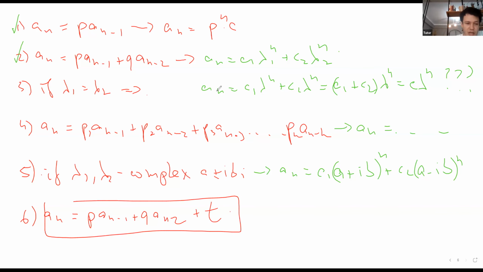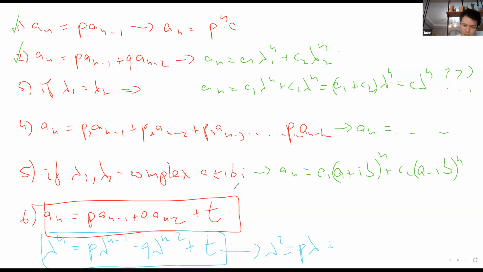So how about this sequence? How do I solve this sequence here? Because you see, guys, the guess wouldn't work anymore here, because if I were to plug in the guess, this would be lambda to the N is equal to P lambda to the N minus 1 plus Q lambda to the N minus 2, but then it's going to be plus T here. So I cannot simplify the lambdas. Normally I simplified and I got a quadratic. I got lambda squared is equal to P lambda plus Q. But now you see I have this T.